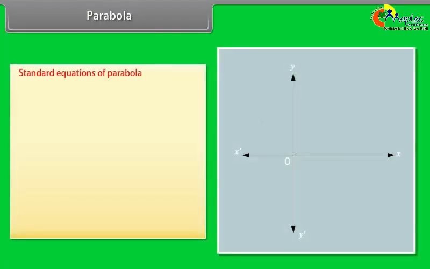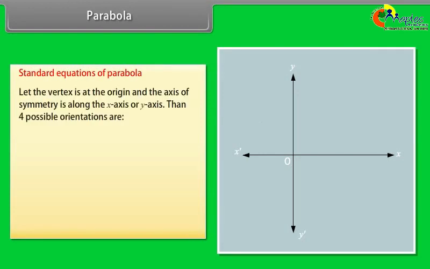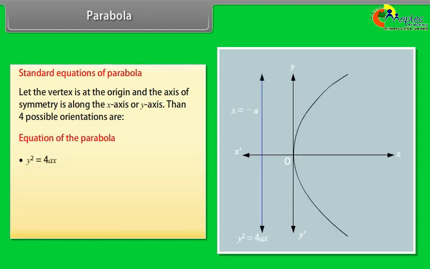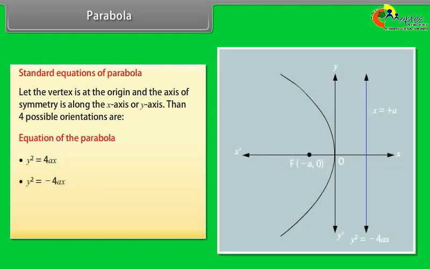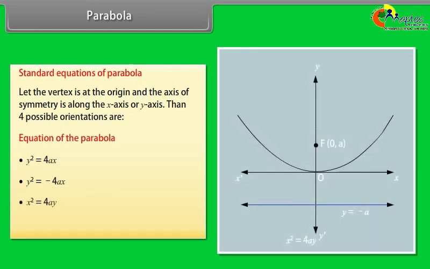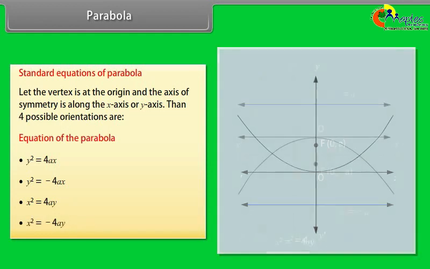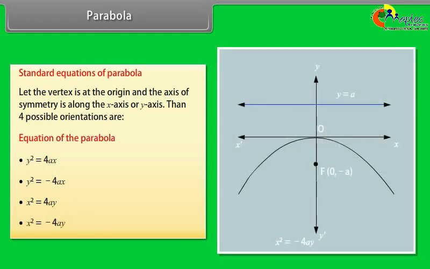Standard equations of parabola. Let the vertex be at the origin and the axis of symmetry be along the x-axis or y-axis. Then four possible orientations are: equation of the parabola, y square is equal to 4ax, y square is equal to minus 4ax, x square is equal to 4ay, x square is equal to minus 4ay.